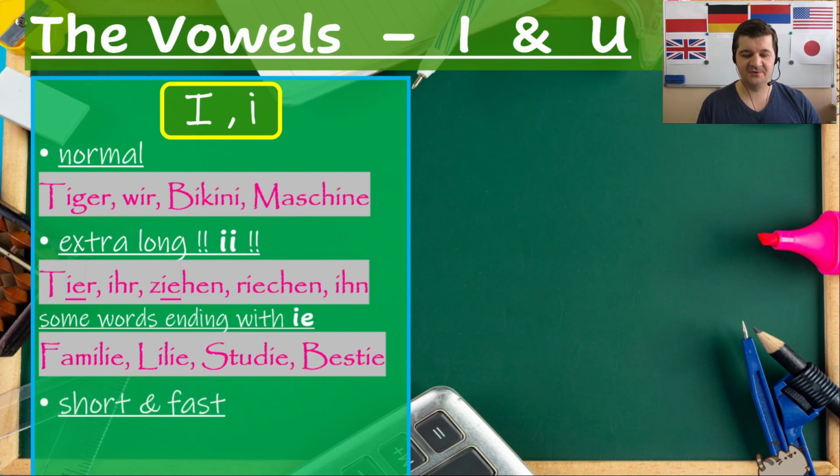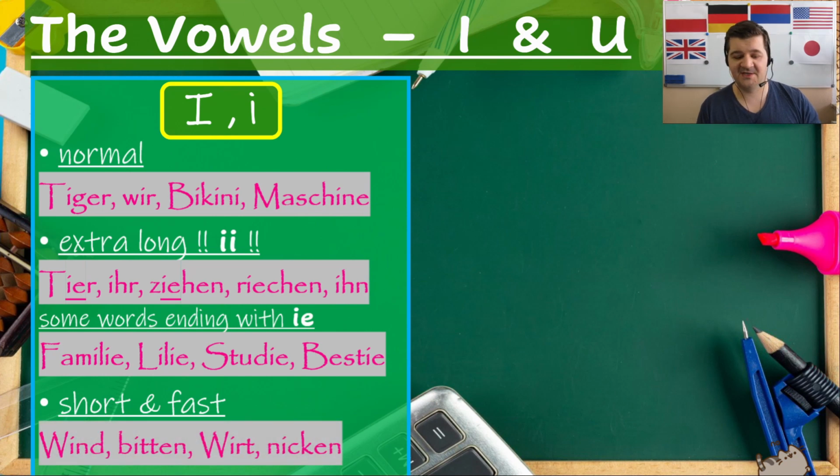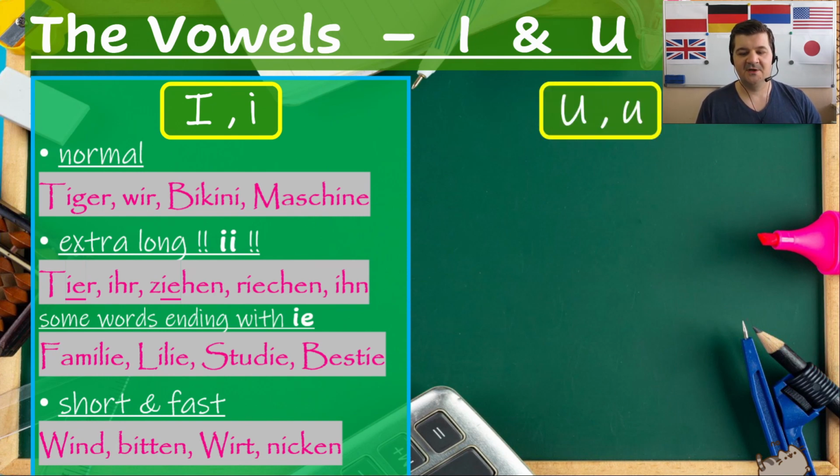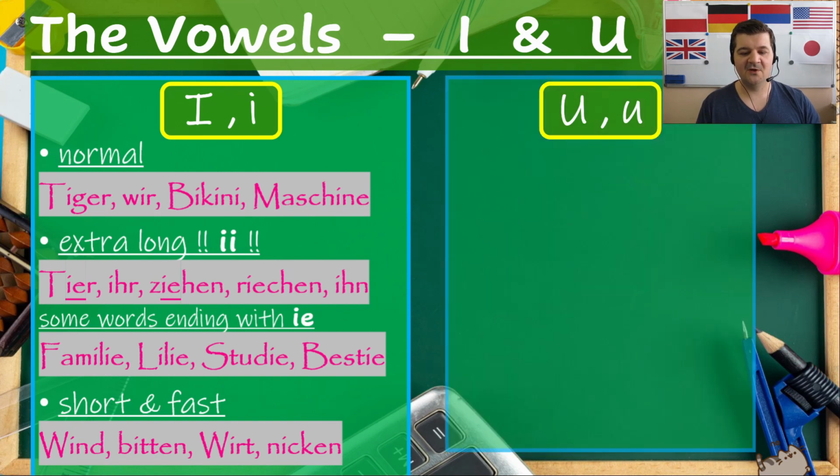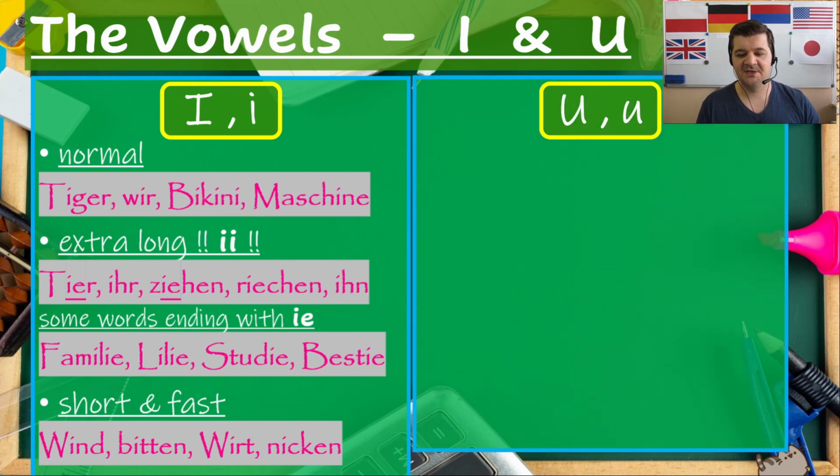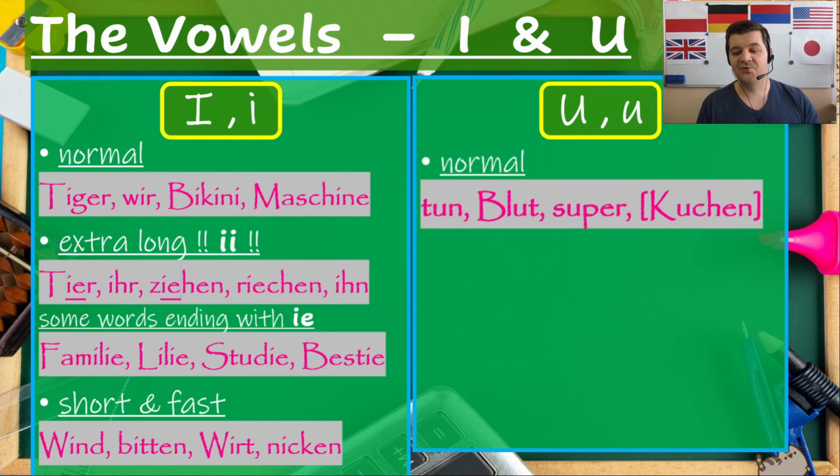The short and fast category goes pretty short and fast as it is. Der Wind, bitten, der wird, nicken. That's it, actually. And the last vowel that we have left is U. And if we go by those categories that we established, we have, for example, for the normal U, tun, Blut, das Blut, super.